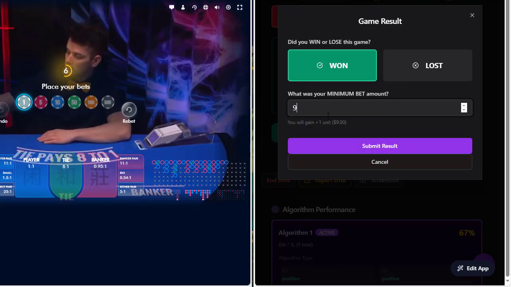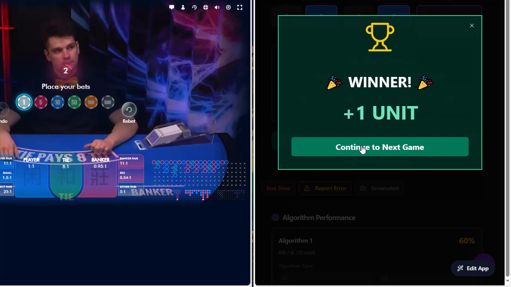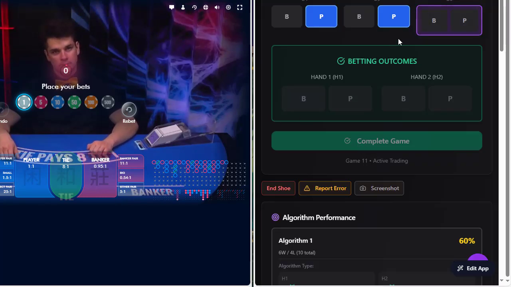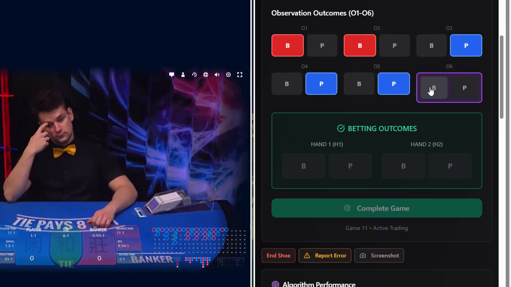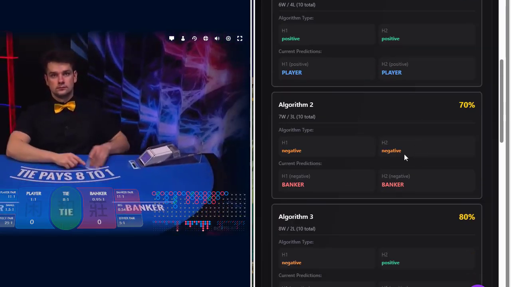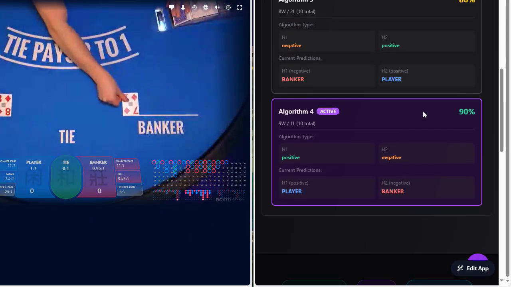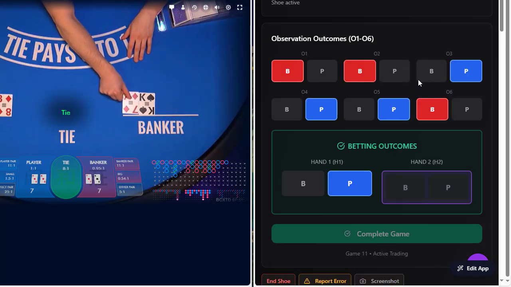Let's just play it out, because I actually do want to show y'all what playing through a shoe looks like. All right, so let's do that. So that was player, player, banker, player. All right, we're gonna wait for the next outcome. So far, it looks like we have an algorithm at 90%. So we're gonna start playing on it.